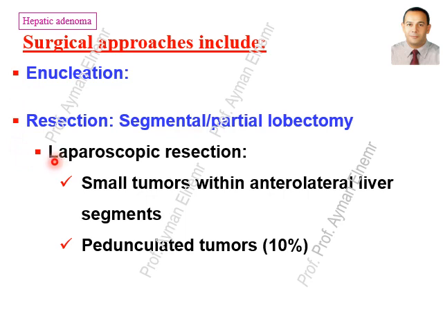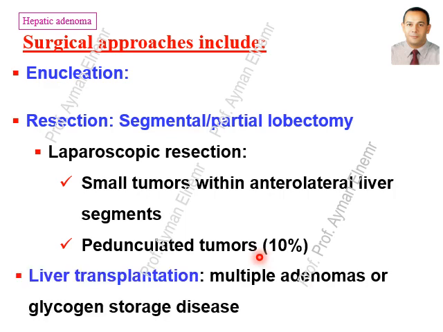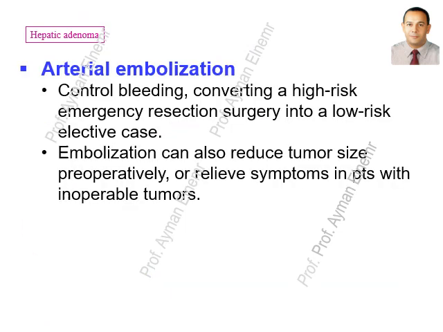Laparoscopic resection can be done for small tumors within the anterolateral liver segments and for pedunculated tumors, which constitute about 10% of cases. Liver transplantation is reserved for cases with multiple adenomas or glycogen storage disease because it also corrects the metabolic defects. Arterial embolization can be used to control bleeding, converting a high-risk emergency resection surgery into a low-risk elective case. Embolization can also reduce the tumor size preoperatively or relieve symptoms in patients with inoperable tumors.